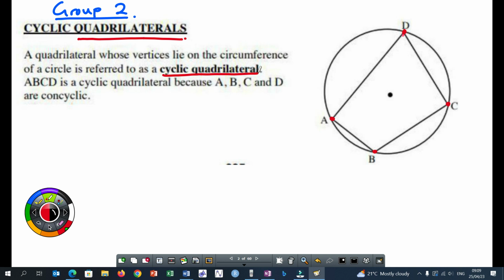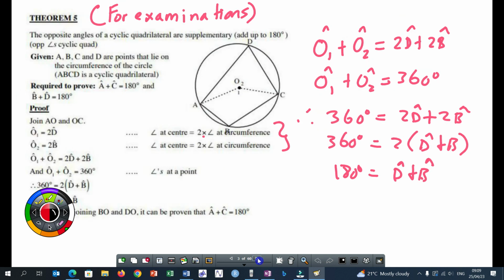Now, cyclic quads have got their own theorems. So let's move on to theorem 5. Theorem 5 is the first theorem of the two theorems on cyclic quads. There are only two theorems on cyclic quads. This theorem is also examinable, like theorem 1, theorem 2. This is the third theorem which is also examinable, which means the proof can come in the examination.